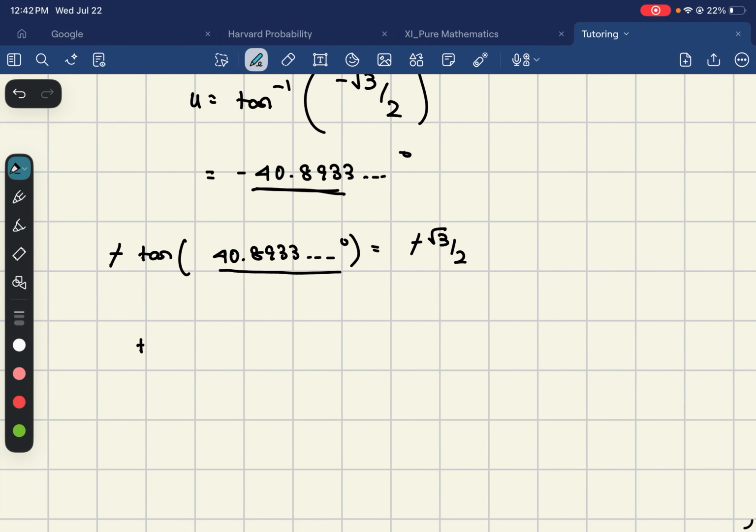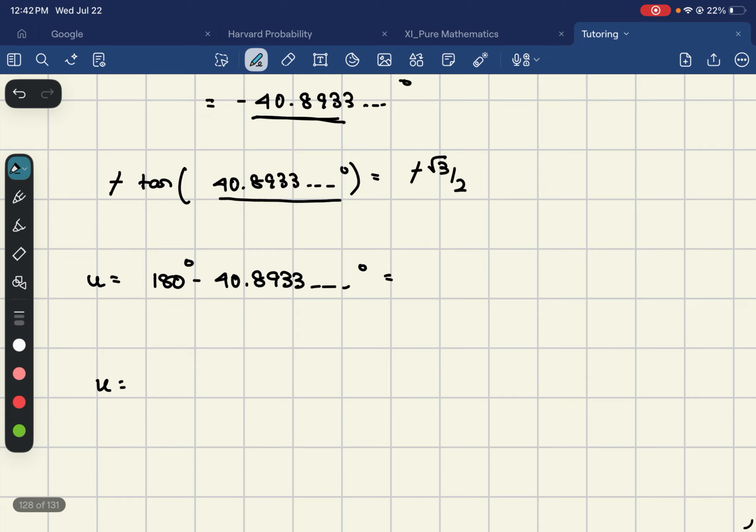Tan is negative, if you remember, in the second quadrant. So to get my second quadrant answer, I will do 180 minus 40.8933 degrees. That is my second quadrant answer. And tan is negative in the fourth quadrant, right? So in the fourth quadrant, my other answer would be, in the fourth quadrant, I need to do 360 minus the acute angle.